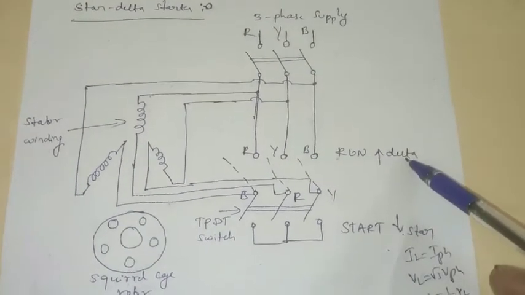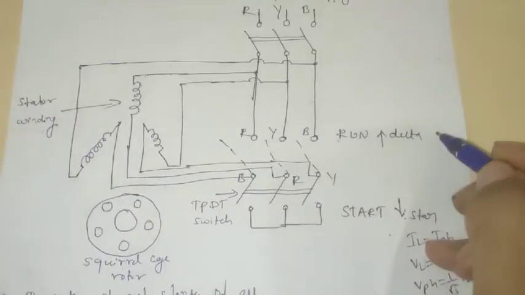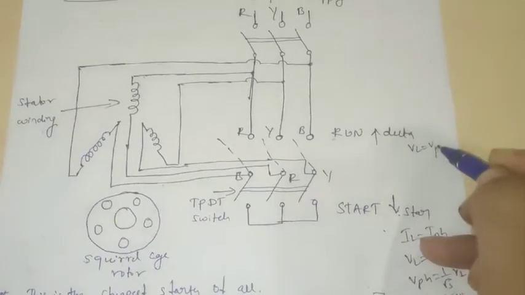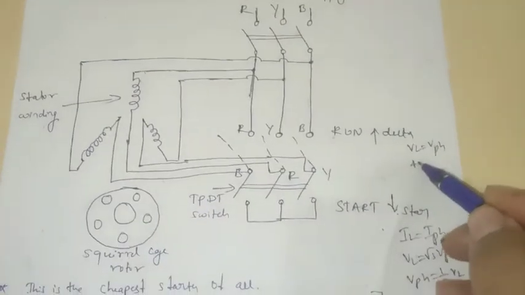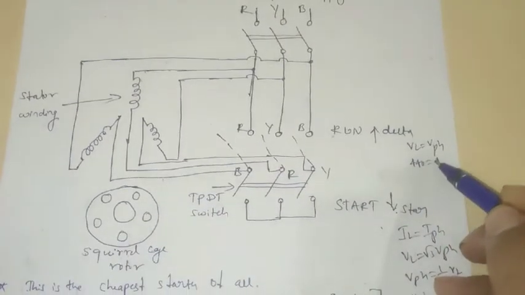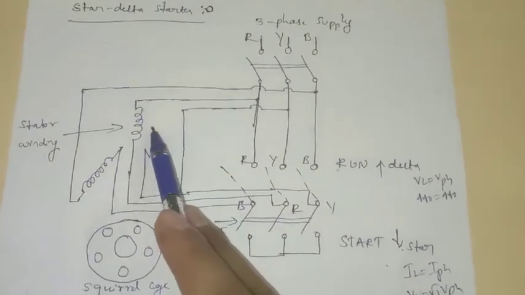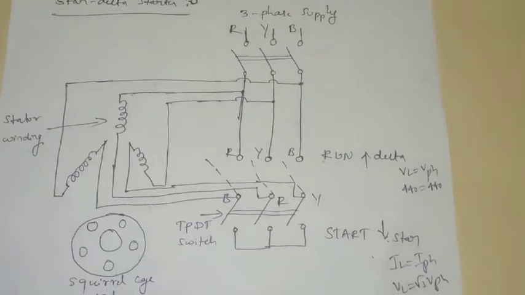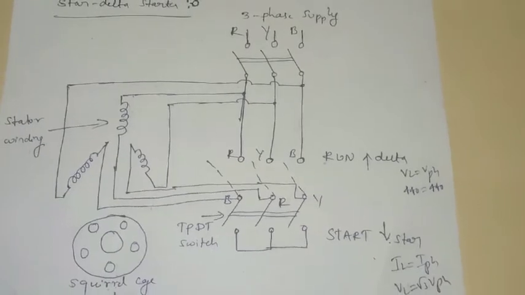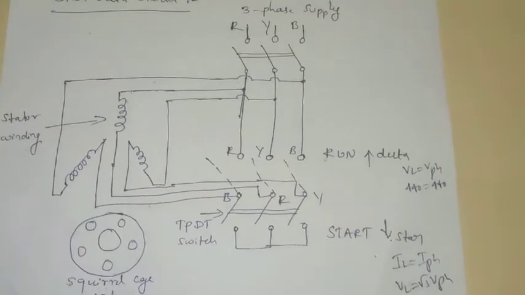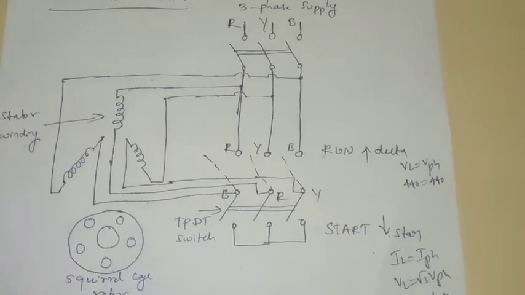So here what happens? This is a delta connected winding. So in the delta what happens? VL is equal to VPH. So if you are giving 440 volt input supply, then the phase voltage is also 440. So the same voltage you will get across each phase. That is the rated voltage you can get at each phase of the stator winding.